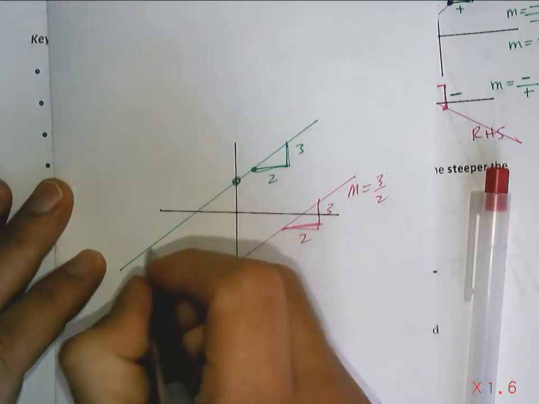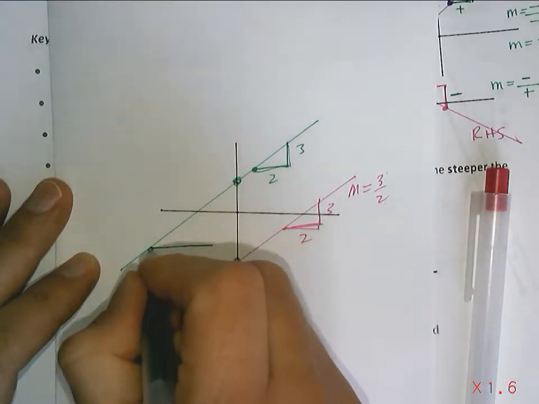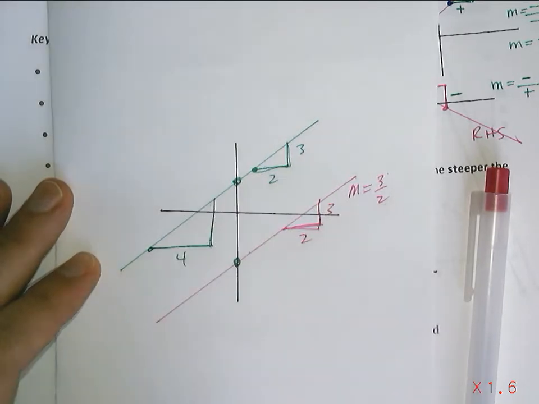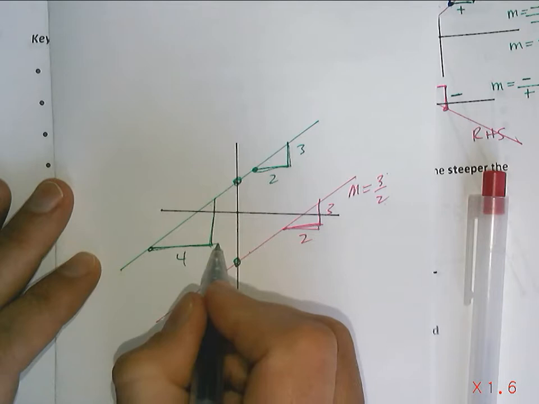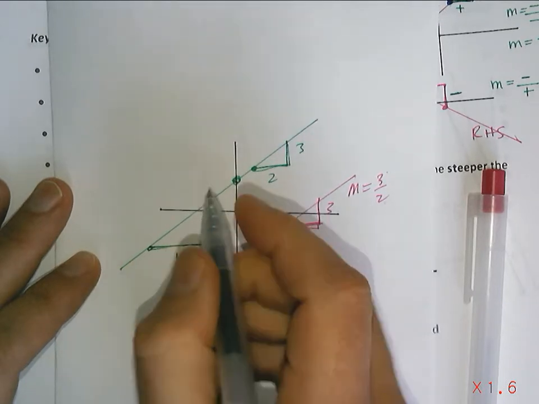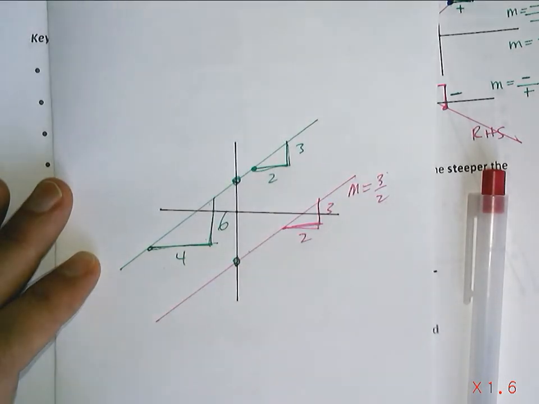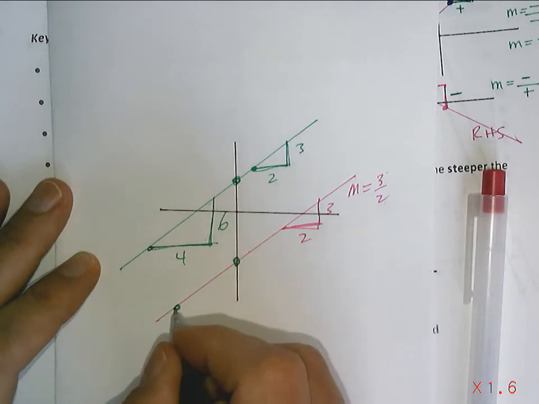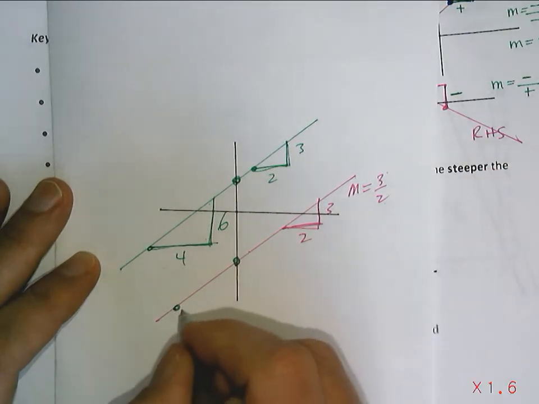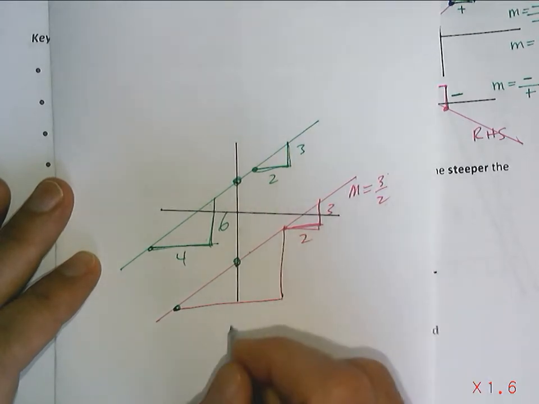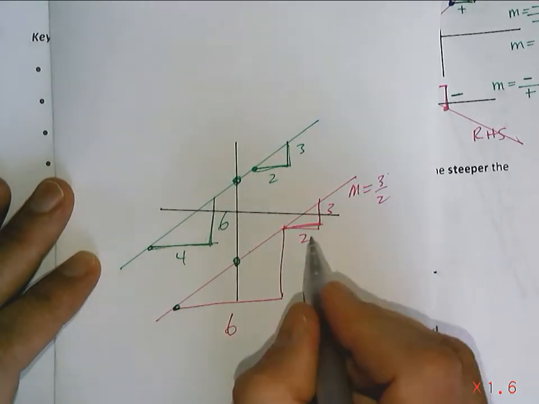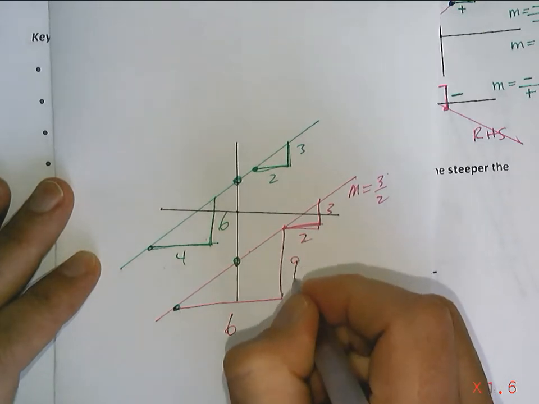Let's make sure you guys know what I'm talking about. If I go over 4, how high should I go up then? If it's over 2, up 3, if that's our slope, if I go over 4, I should go up 6. That's right. Okay. And if I'm down here, and if I go over, let's say, 6, how high should I go up? So if I go over 6 here, I should go up 9 here.